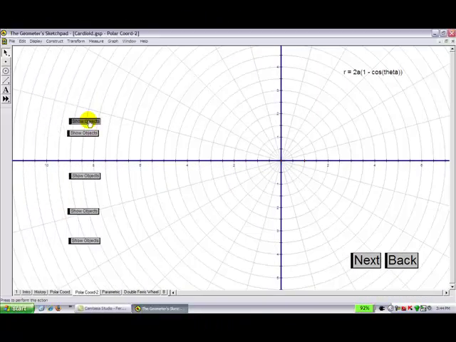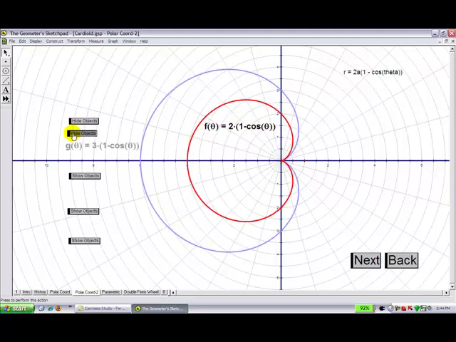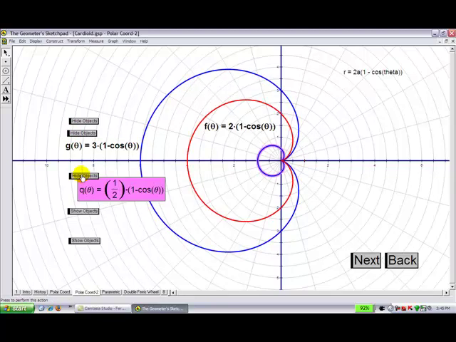Here we are with the basic equation of a cardioid: 2 times 1 minus cosine of theta. Now, if we wanted to make this curve larger, here's what we do. Instead of multiplying by 2 in the equation, multiply by a larger number. Here I have 3. As we can see, the blue curve is much larger than the red. Now the same goes if you would like a smaller curve. Just multiply by a smaller number. Here I multiply by 1/2, and as we can see, the small blue curve inside the red is quite a bit smaller.